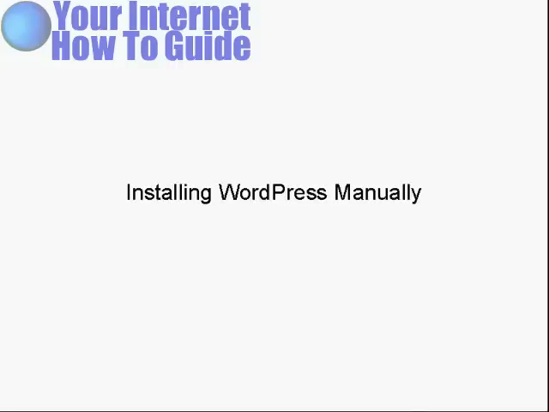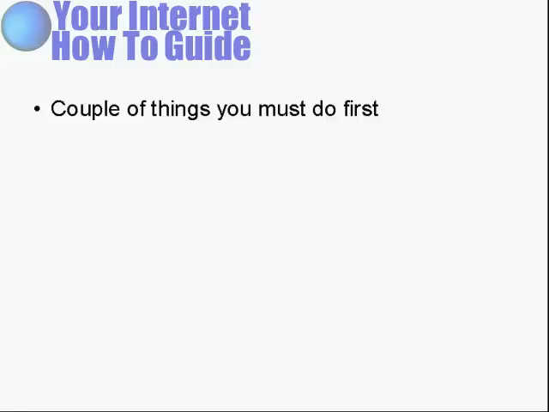If your web hosting account doesn't come with Fantastico or any other type of script to install WordPress automatically, you can still have it on your site by installing it manually, and I'm going to talk you through how to do it in this video. There are a couple of things that you must do first before you go to the WordPress site and download the software and then set up the settings and upload it to your website.